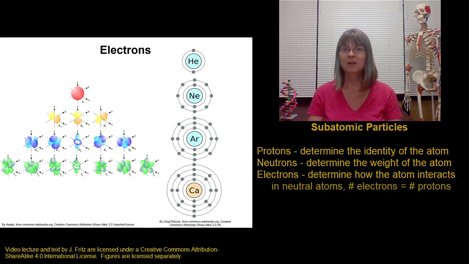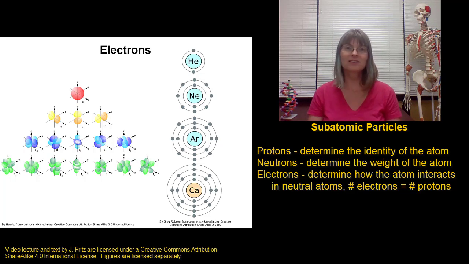In a neutral atom, the number of electrons is the same as the number of protons. Remember that protons have a positive charge and electrons have a negative charge. As long as you have the same number of protons as electrons, those positive and negative charges cancel each other out and you have a neutral atom. So we can determine the number of electrons in a neutral atom by looking at the atomic number. That tells us not only the number of protons in the atom, but also the number of electrons in the atom, as long as the atom is in a neutral state.